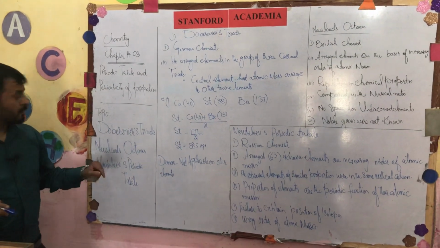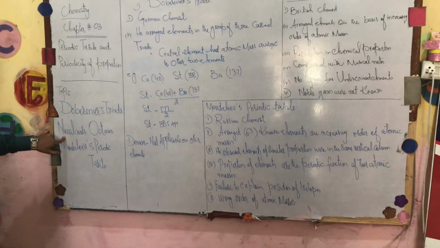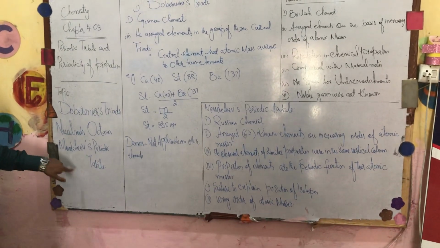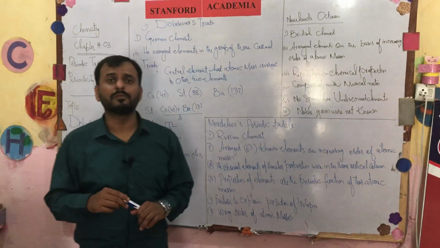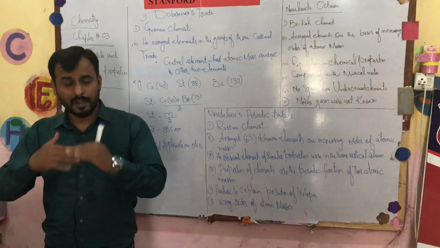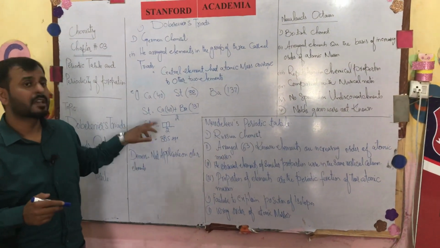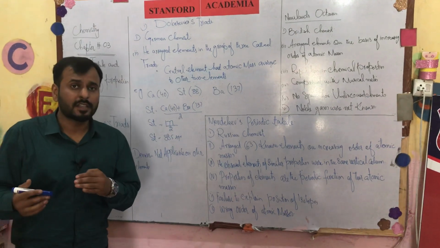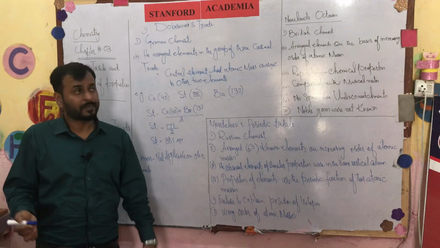So come to the point, our topic for discussion is Dobereiner Triads, Newlands Octaves, and the Mendeleev periodic table. My dear students, a lot of scientists have come who discovered a lot of elements, and on that basis they made more and more discoveries. In this chapter you will study how the elements were arranged and how we can benefit from this to resolve problems.